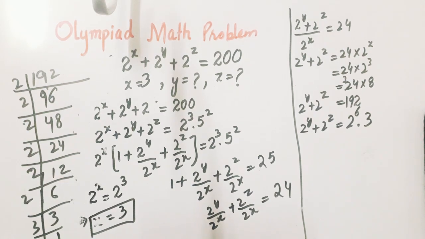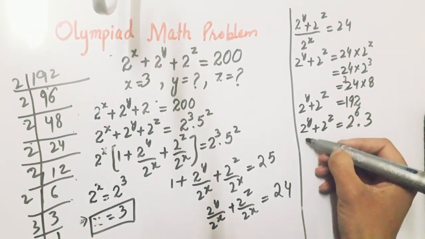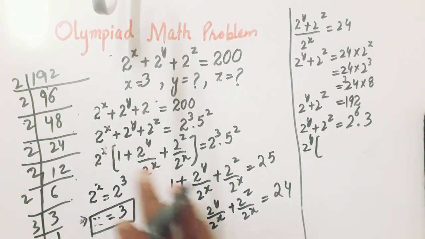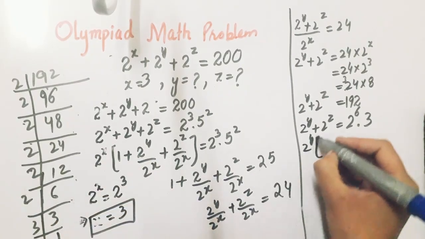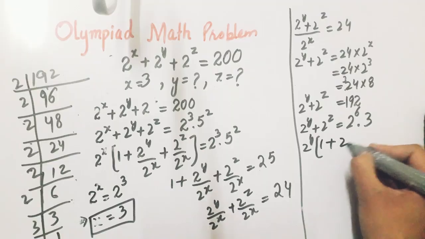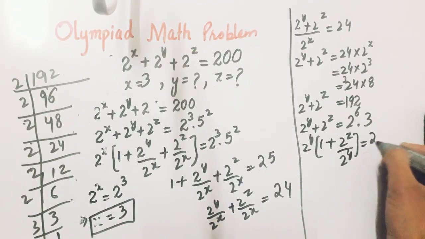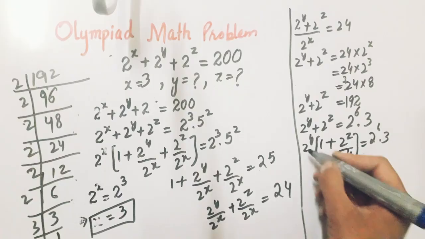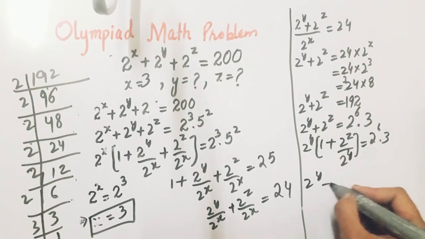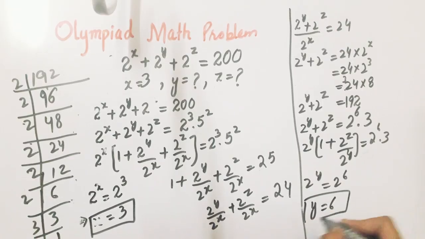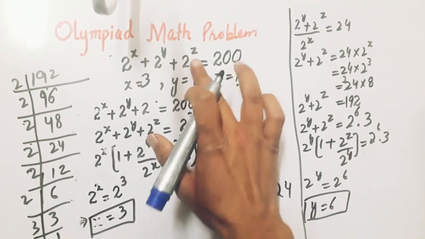Then in the next step, we will take 2 raised to power y as common from this, same as we took 2 raised to power x common in the start. So it will become 1 plus 2 raised to power z divided by 2 raised to power y, and that equals 2 raised to power 6 into 3. That means 2 raised to power y equals 2 raised to power 6. So y equals 6, because when the bases are same, powers are also same.